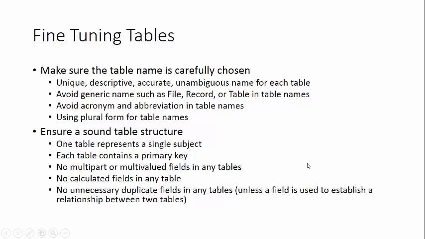Okay, now let's go to the table piece, the fine-tuning of the tables. We just finished the fine-tuning of fields. For tables, very similarly, first of all, make sure the table name is carefully chosen. The table name has to be unique, descriptive, accurate, and unambiguous for each table. Avoid generic names such as file, record, or table in table names.